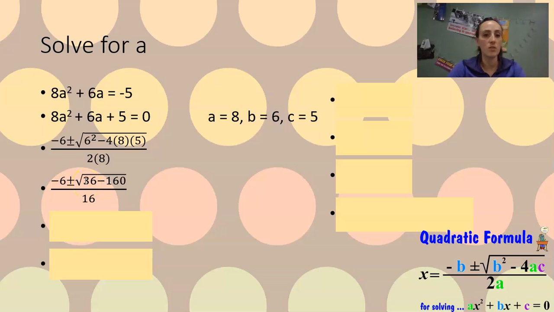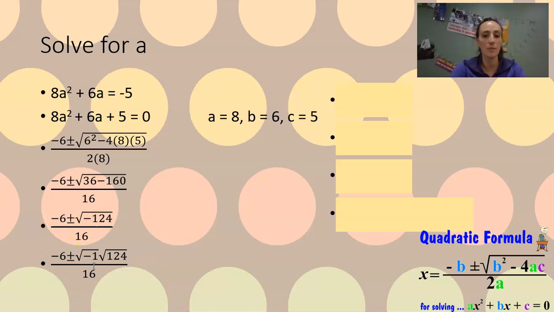I am going to continue to simplify by doing 36 minus 160. That gives me the square root of negative 124. From here, I can keep going. My negative 124, I can break that apart. Because I have a negative underneath a square root symbol, I can simplify that by breaking off my negative 1 in its own square root and having that be multiplied by the square root of 124.